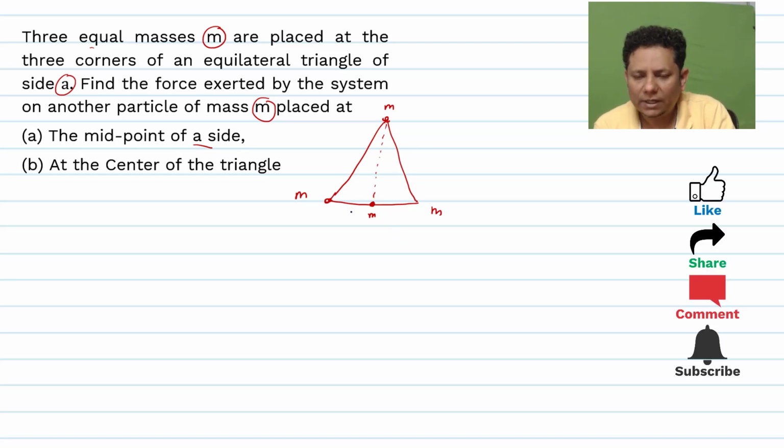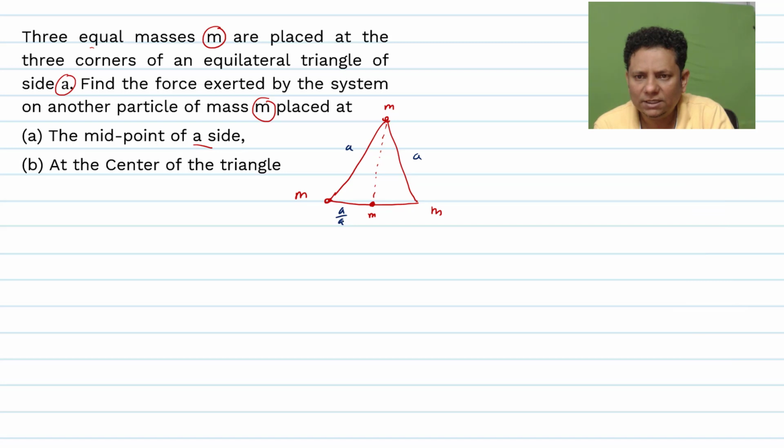Since every side is a, this side will be a by 2, this distance will be a by 2, and this distance will also be a by 2. The distance between these two particles, if you know about an equilateral triangle, will be root 3 by 2 a. Now how do we find this? If you take this angle to be 60 degrees and this side is a, this will be a sine 60, which equals root 3 by 2 a.